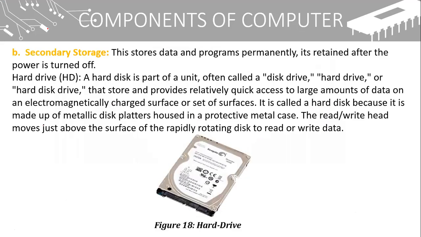So we also have what is known as the secondary storage. The secondary storage stores data and programs permanently. It's retained after the power is turned off. A hard example is the hard drive. You can see this is the hard drive. Some people will tell you my computer has a 500 gig hard disk. My computer has 1 terabyte. My computer has a 250 gig hard disk. So this is an example of a secondary storage.